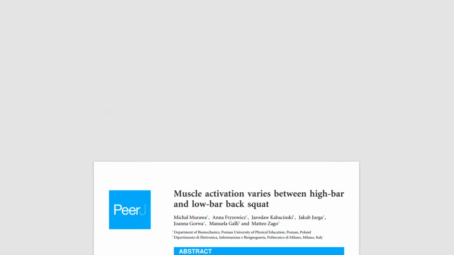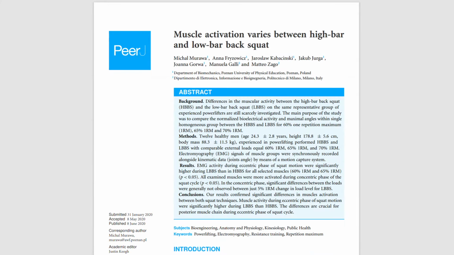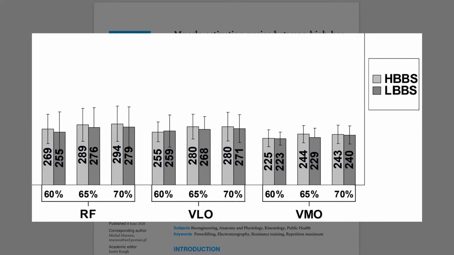This study explored muscle activation levels of the lower body between the low bar and high bar squat variations. Trainees performed a sub-maximal training protocol with both squat variations, and muscle activity was recorded and compared between exercises. It was found that quadriceps activation was similar between conditions, with a slightly greater activity level in the high bar squat, which is shown here in the light grey bars.